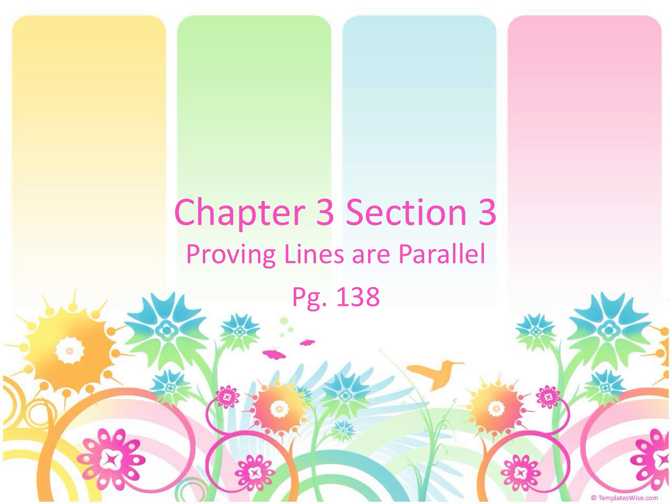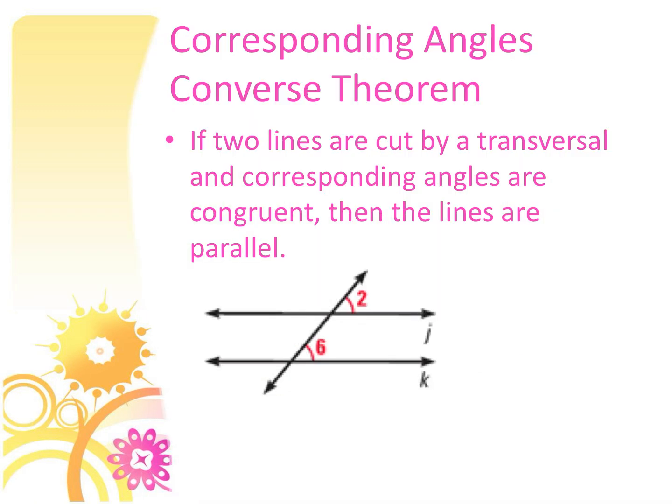All right, proving lines are parallel. For 3-2, we proved that angles were congruent. So you will see vocabulary words in this lesson from chapter 2. Looking at this one, this is called the corresponding angles converse theorem. We covered conditional, converse, inverse, contrapositive. Converse means what? What is converse?